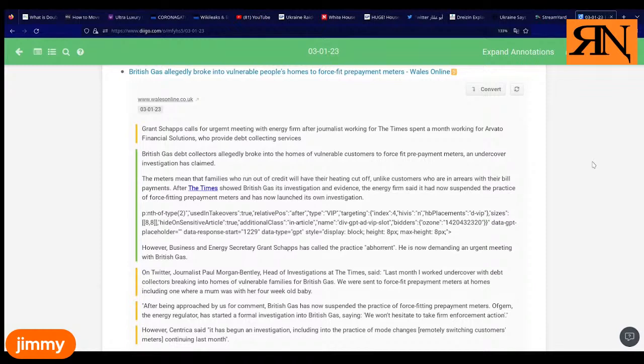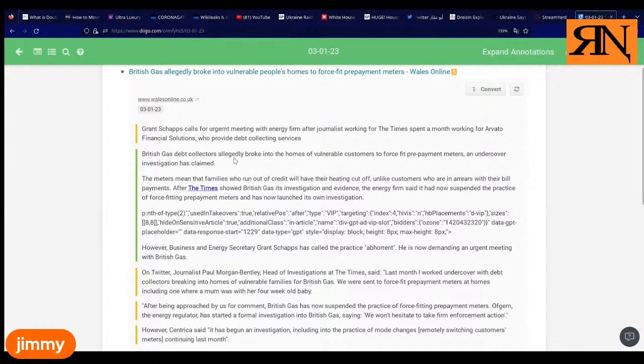And she says, now, look, that's all very, very nice story that you told, but it's really not on topic. And our topic today is about British Gas. So basically what's been going on with this gas story is Grant Shapps calls for urgent meeting with energy firm after a journalist working for the Times spent a month working for Arvato Financial Solutions to provide debt collecting services, right?